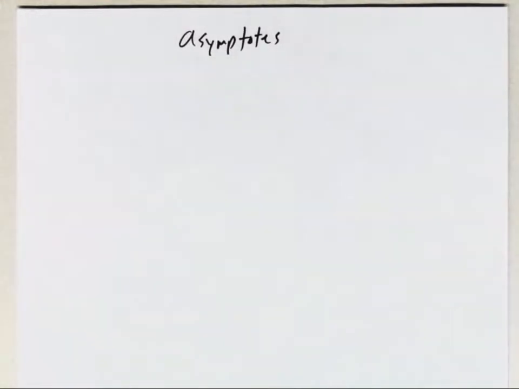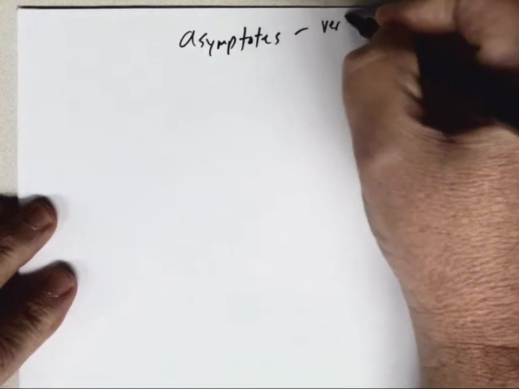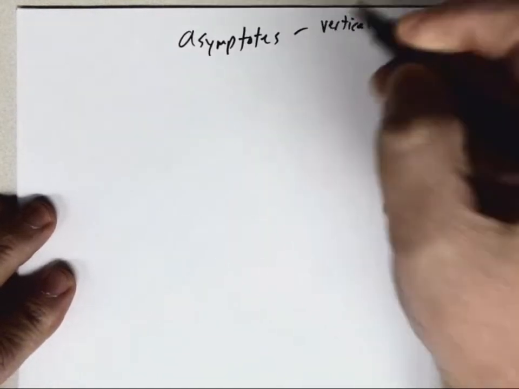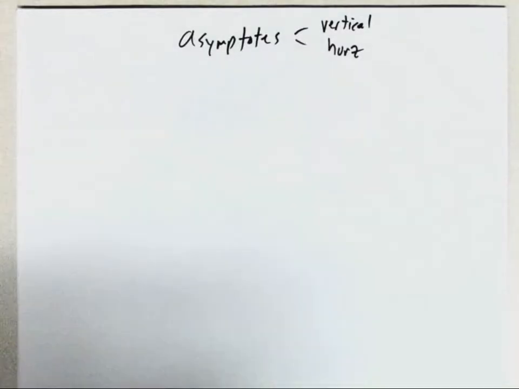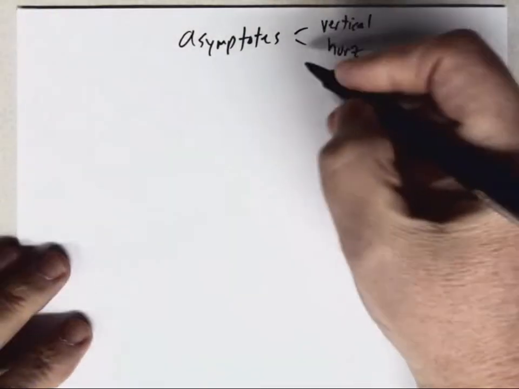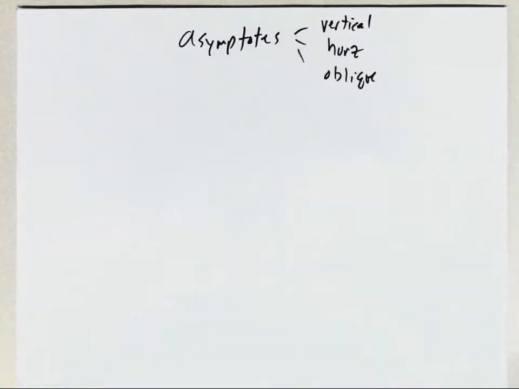Okay, let's spend some time. We're going to continue talking about asymptotes. There are actually going to be three kinds of asymptotes. We've already talked a little bit about vertical asymptotes. We did mention horizontal asymptotes when we were looking at graphing. And there's one more called oblique asymptotes.